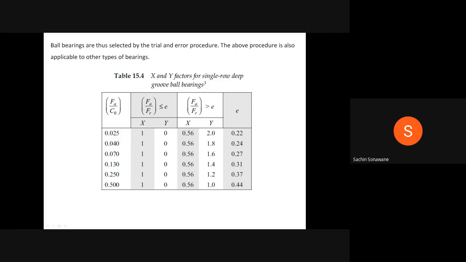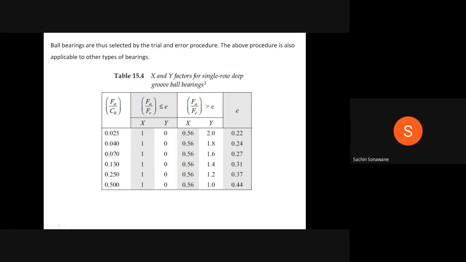The above procedure is also applicable to other types of bearings. Now Table 15.4 indicates X and Y factors for single row deep groove ball bearing. Therefore the first column is Fa upon Co, the second column is Fa upon Fr less than or equal to e, where X and Y factors are there. Third column, Fa upon Fr greater than e, X and Y factors and e are there.